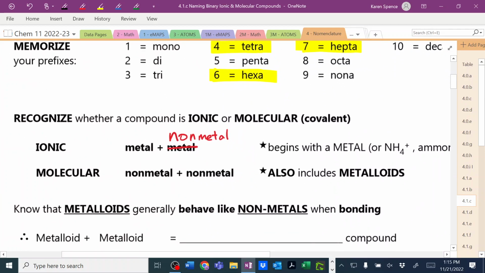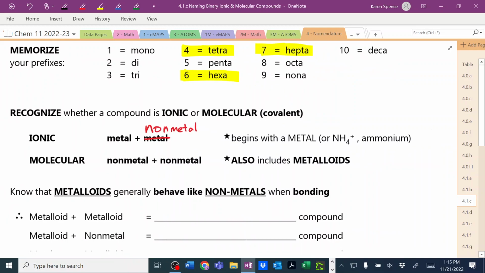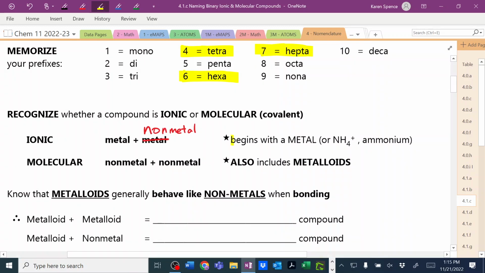Now, you will need to recognize whether a compound is ionic or molecular, which also could be called covalent. There is an error in the notes. It said that ionic was metal plus metal. That is obviously not correct. Ionic is metal plus non-metal. It is going to begin with a metal, or later on we'll learn that it could also begin with NH4. We won't see any NH4s yet though.